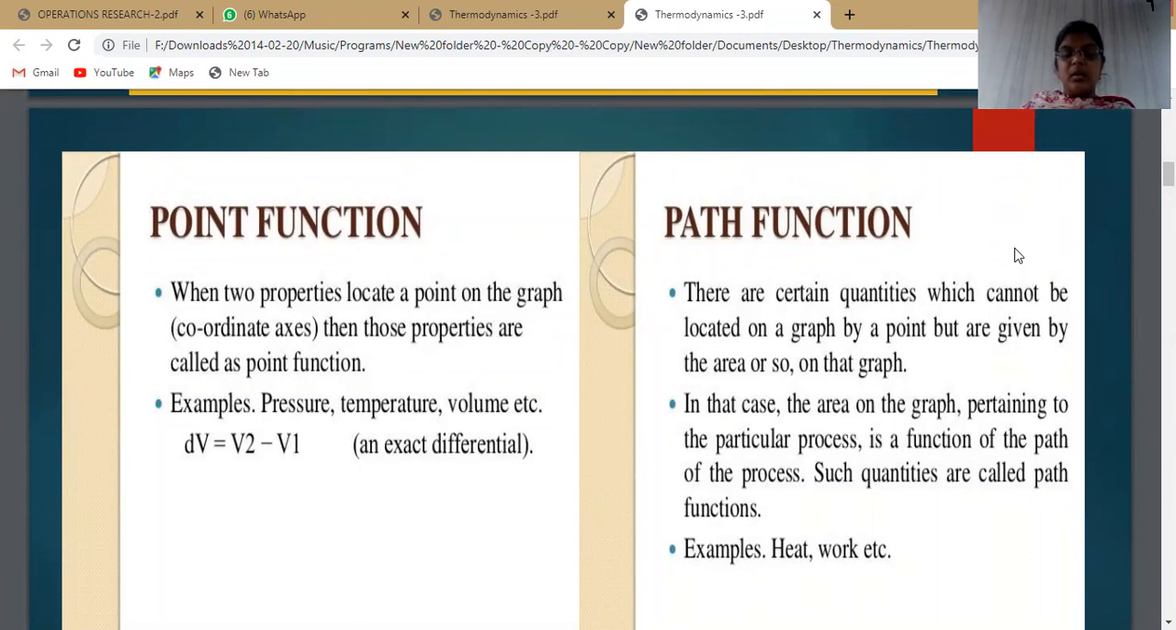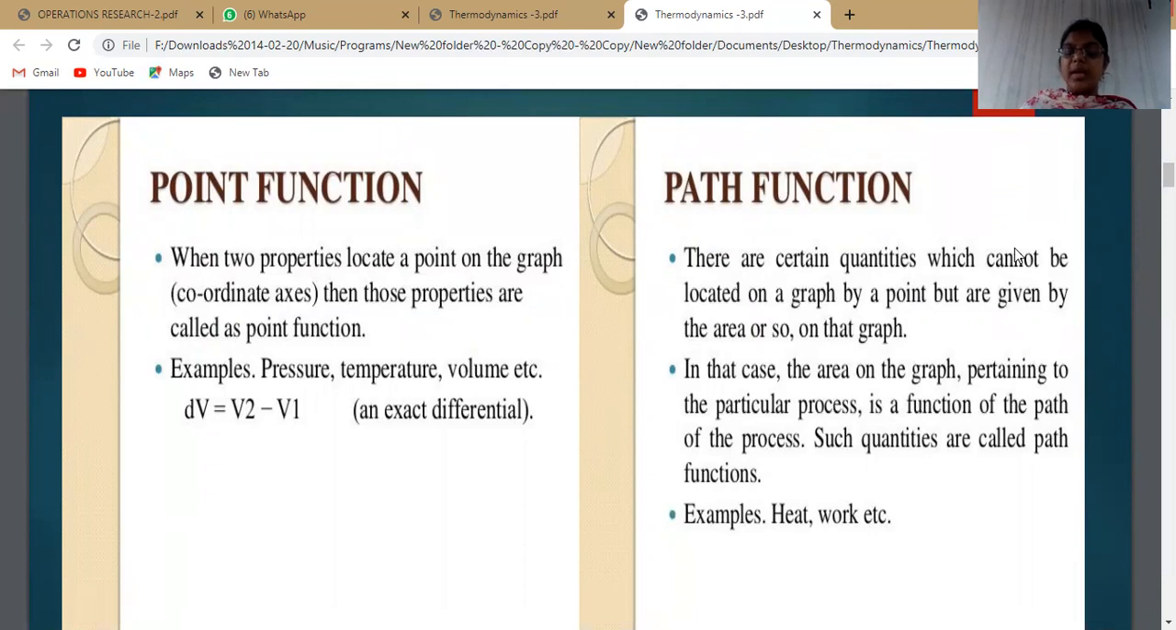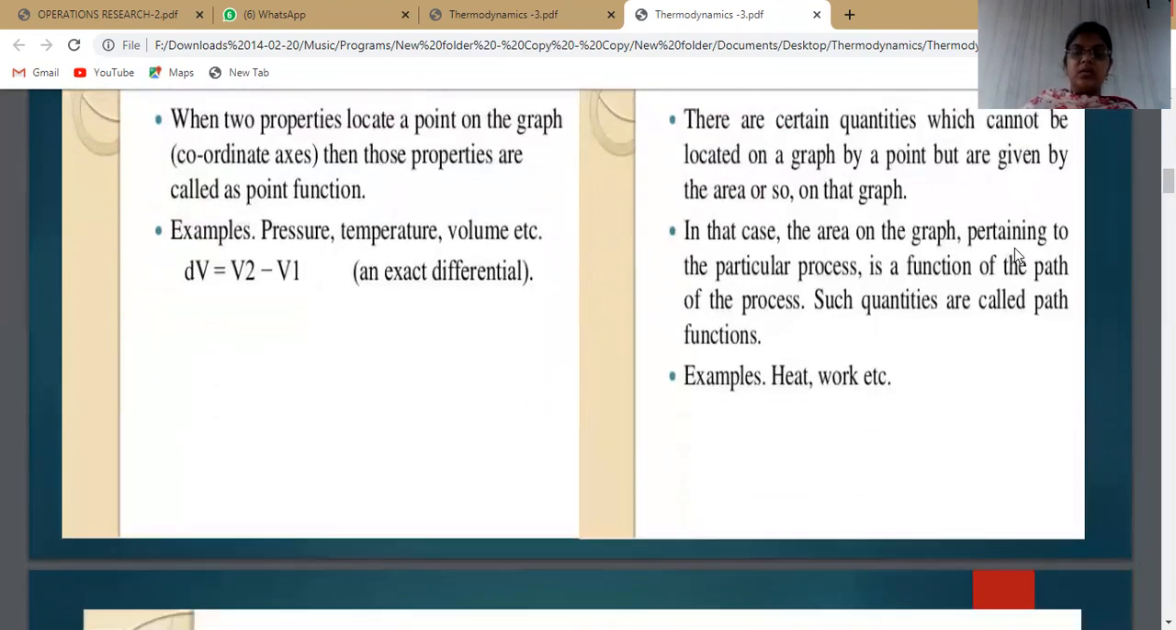It is an exact differential. When we talk about path functions, we do not indicate heat and work as a point on the graph, because they are not point functions, they are path functions. There are certain quantities which cannot be located on a graph by a point but are given by the area on that graph. In that case, the area on the graph pertaining to a particular process is a function of the path of the process. Such quantities are called path functions. I have already discussed this in an earlier class. Examples: heat and work, etc.